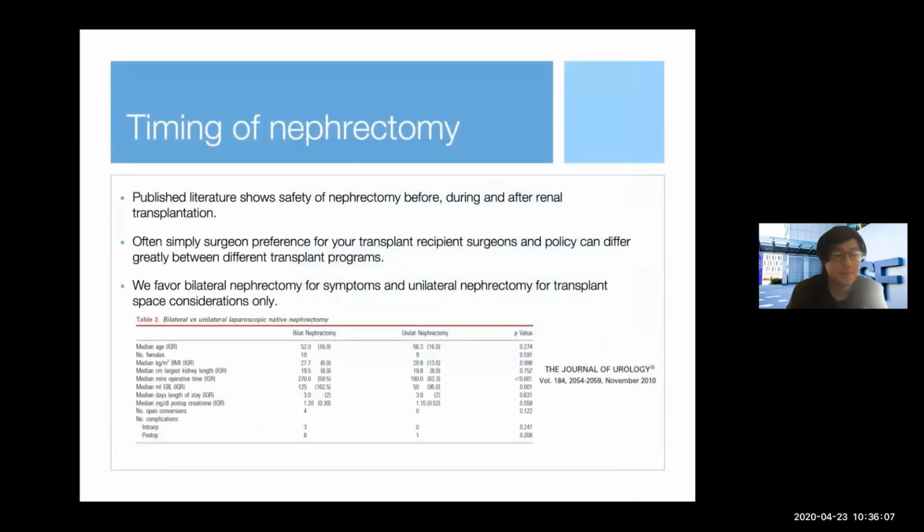Timing of nephrectomy is also somewhat controversial. There is published literature showing the safety of nephrectomy before, during, or after renal transplantation. I think this is another surgeon preference issue, and different transplant surgeons and transplant programs may have a different opinion on this issue. Generally, we favor bilateral nephrectomies for symptoms and unilateral nephrectomy for the rare patient with absolutely no symptoms and transplant space considerations only.